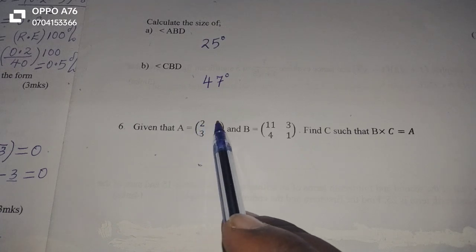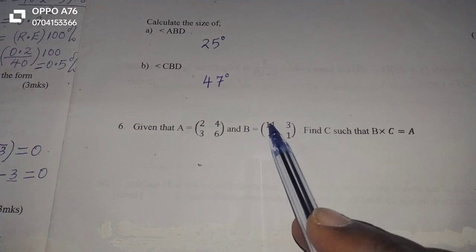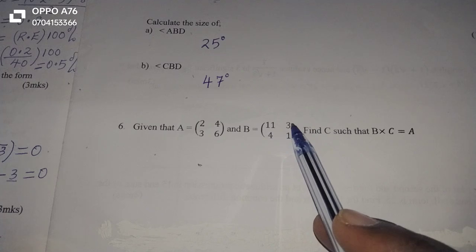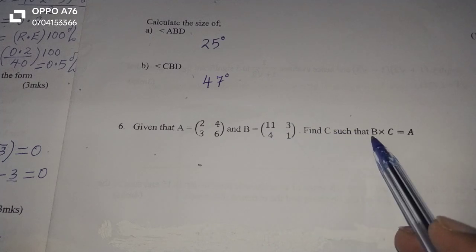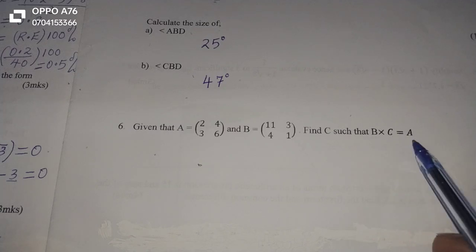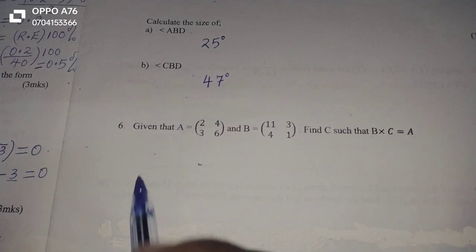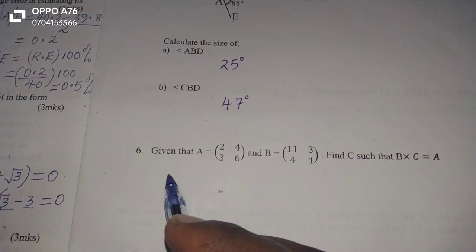Number 6: given that matrix A equals 2, 4, 3, 6 and B equals 11, 3, 4, 1, find C such that when we take matrix B times C, we should get matrix A. That is what we're going to find.